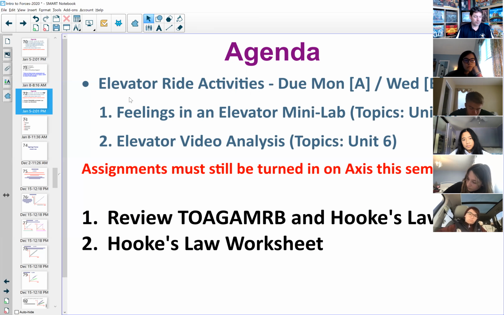And what we're going to do for the rest of the period today is number 1, we're going to review TOAGAMRB, and we're going to review Hooke's Law, but the worksheet we're going to save till tomorrow. So we're just going to do number 1, and then I'll give you whatever time we have left over just to work on your elevator assignments. So first, can anybody remember what TOAGAMRB stands for? And if you do, type it in the chat.